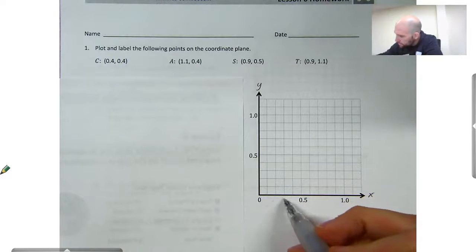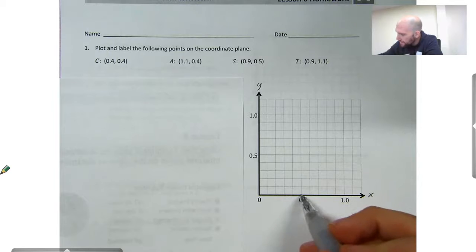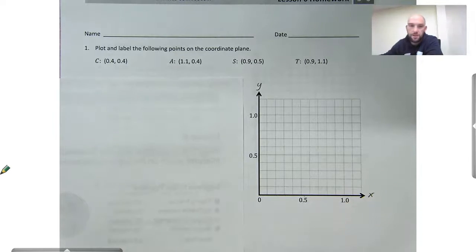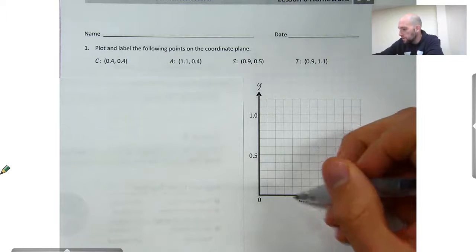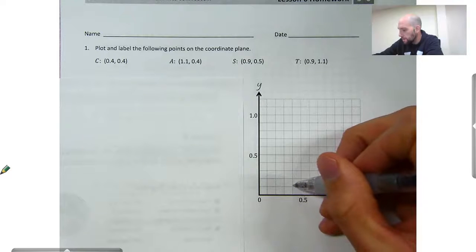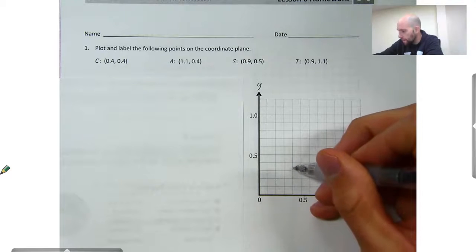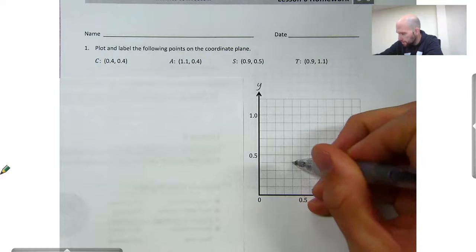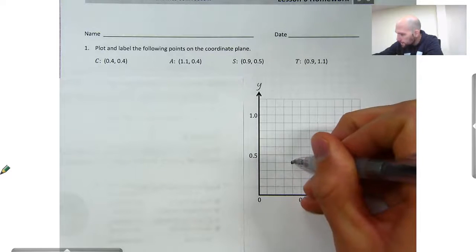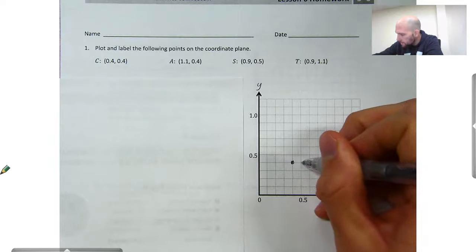We have 1, 2, 3, 4, 5. Yep, so 5 tenths here. So each one of these is 1 tenth, 2 tenths, 3 tenths, 4 tenths, and 5 tenths. And if we look at our point C that we need to plot, point C is 0.4, 0.4. So I'll find 0.4 on my x-axis, follow it right along, and come up this line until I get to 0.4 on my y-axis, which is right here just below 0.5. So this point right here, we're going to label point C.